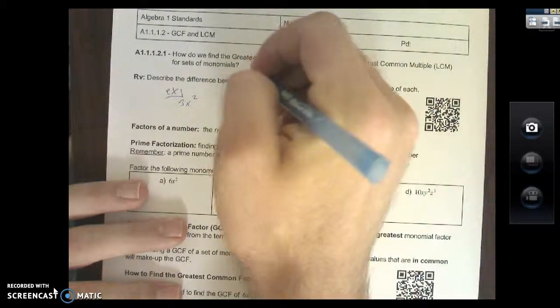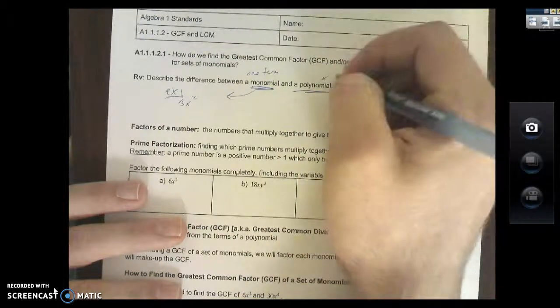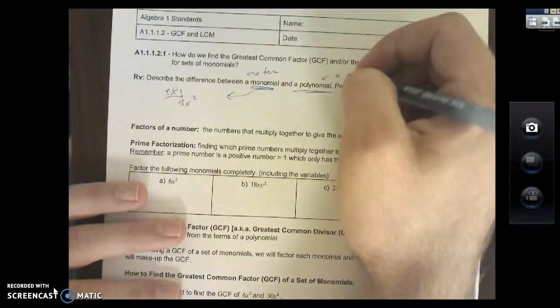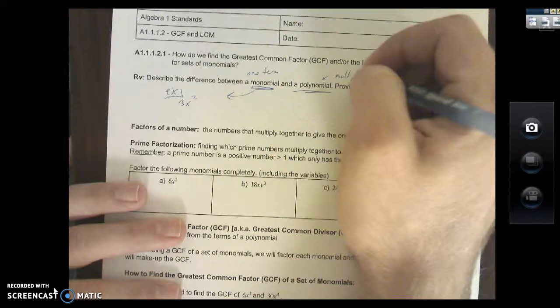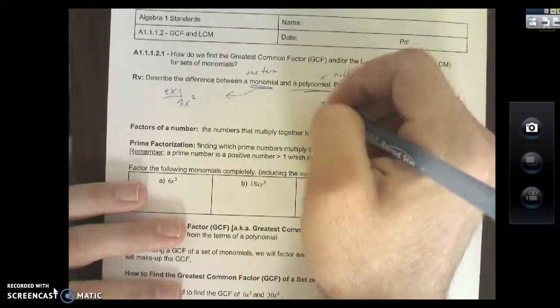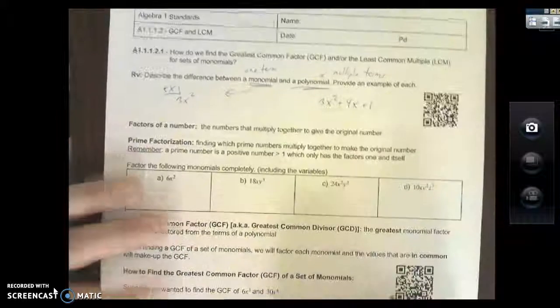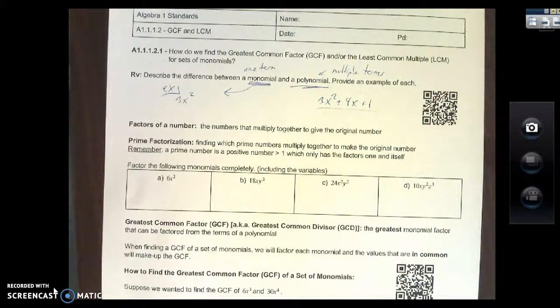So one term. However, a polynomial is multiple algebraic expressions. So multiple terms. Okay? So you might look at something like 3x squared plus 4x plus 1. Okay? Something along those lines. That one more specifically being a trinomial. But alright.